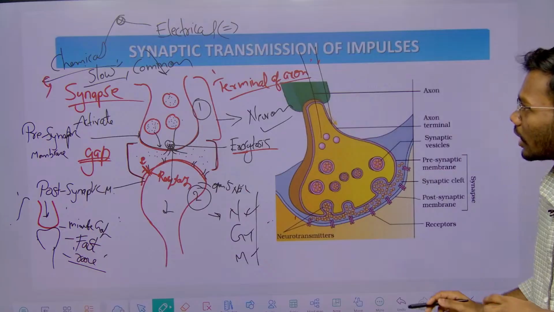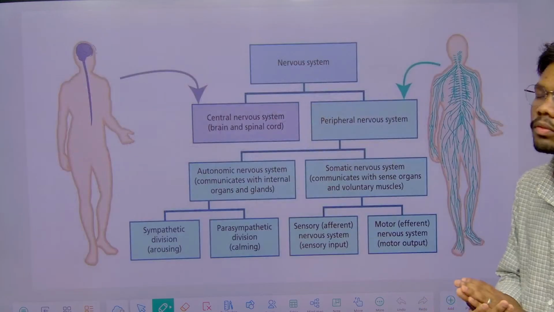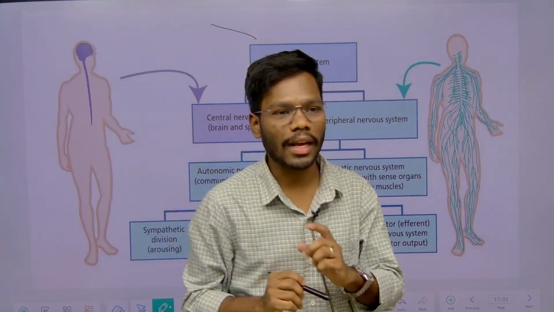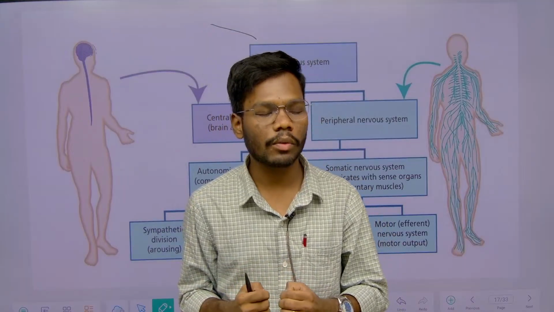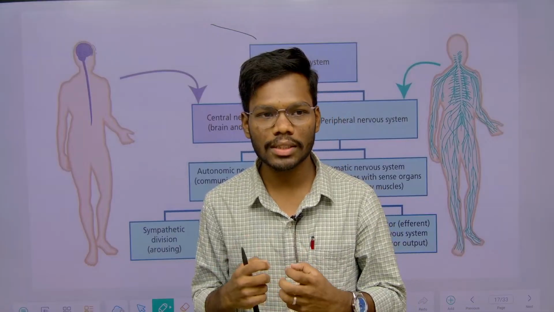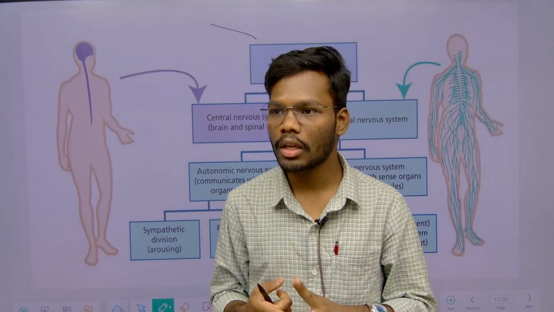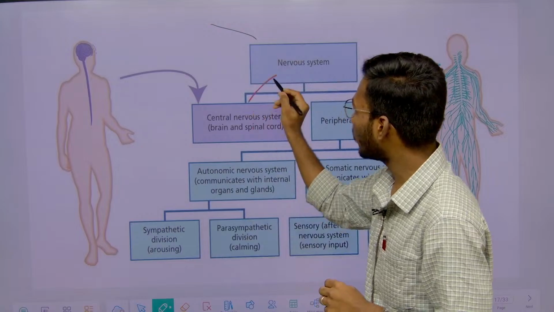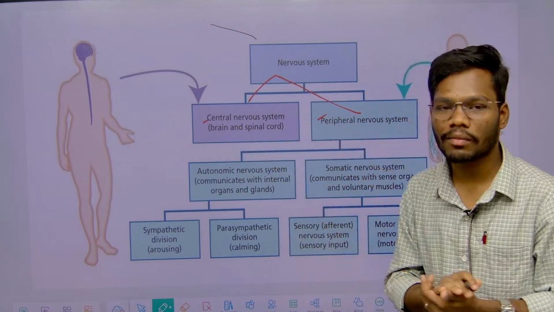So this is how the transmission of synaptic vesicles will occur. Now we'll move to the types of nervous system. Basically, the nervous system is categorized into two types. One is the central nervous system, another one is the peripheral nervous system. The body's central regions, brain and spinal cord, come under the central nervous system. So the body is categorized into two categories: the central nervous system and the peripheral nervous system.